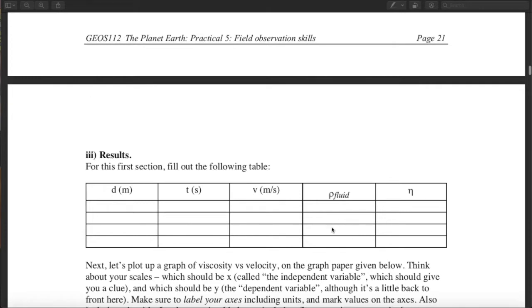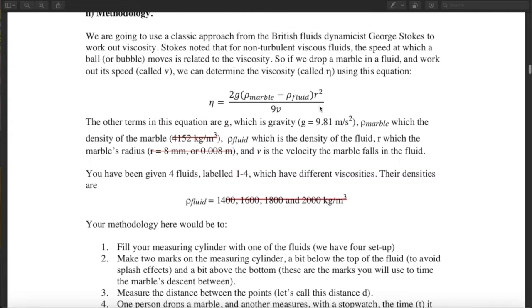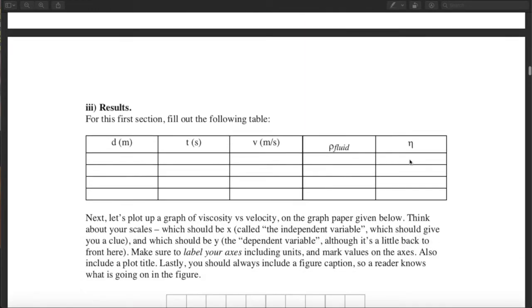Your viscosity of the fluids I've given you already in that little picture, and I'll put it up again just now in case you forgot where it was on YouTube. And once you've written down the densities of the different colored fluids here, you calculate the viscosities of the fluids using this formula, and you put them into this column here.